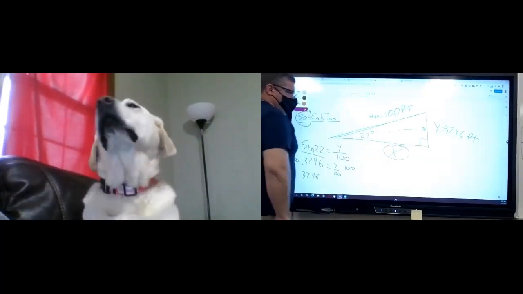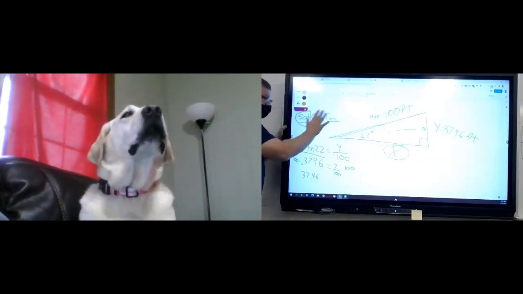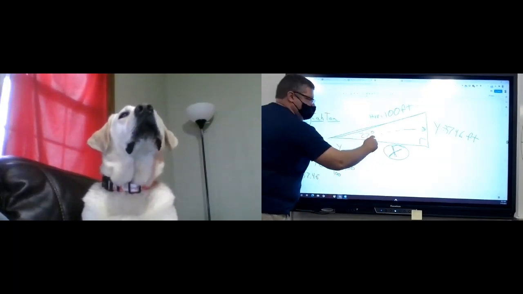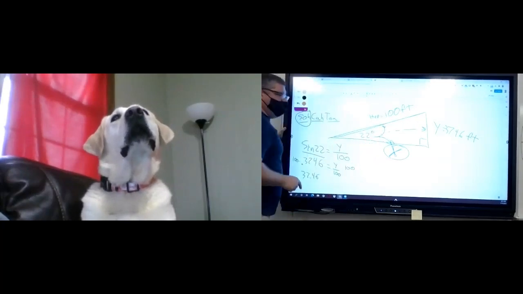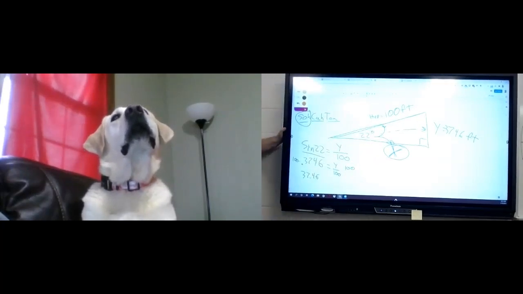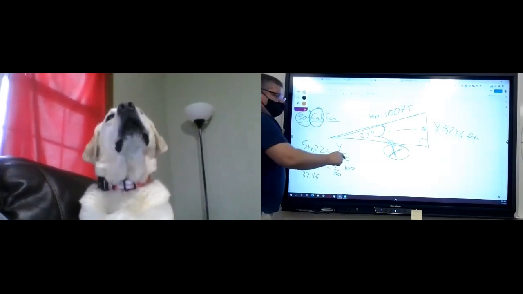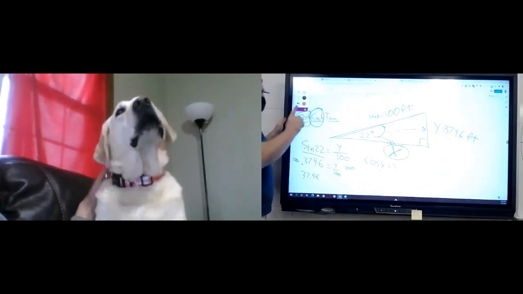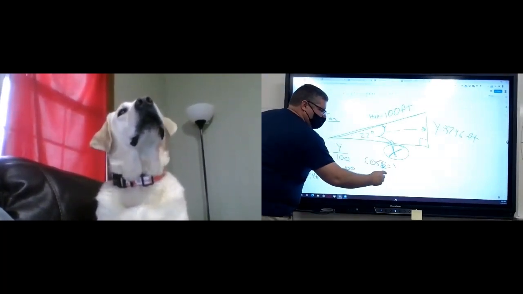How do I find x? Well, let's go back to the beginning. Forget all this. Find x. What side is x? That side. Adjacent. And we have the hypotenuse. Adjacent and hypotenuse. Which one am I going to use? Cosine right there. Cosine of what? 22.